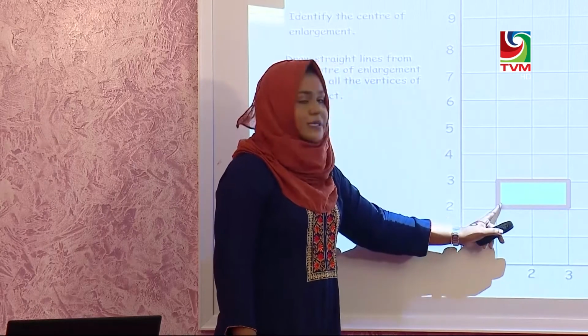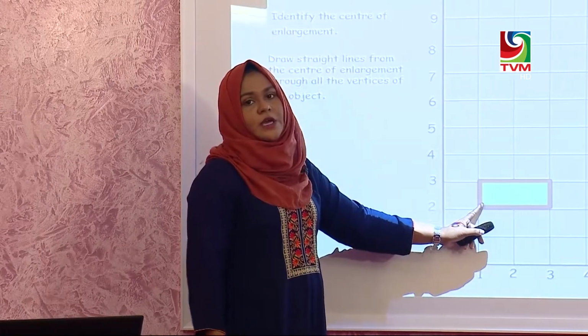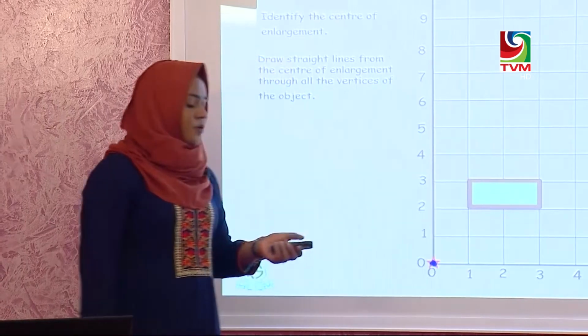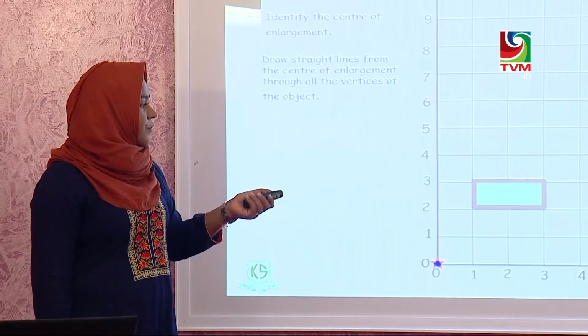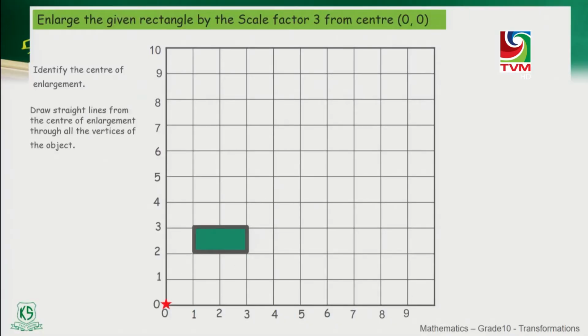Here our object is a rectangle. A rectangle has 4 corners, so we are going to draw 4 straight lines through all the 4 vertices. Now you have to be very accurate when drawing these lines. So from the center of enlargement draw straight lines through the vertices the same way. Make sure you use a ruler when you draw these straight lines.